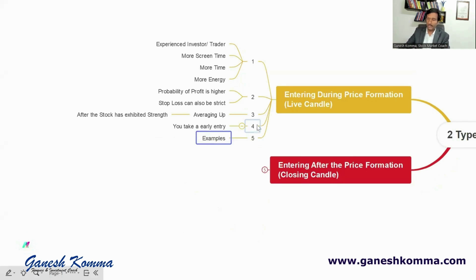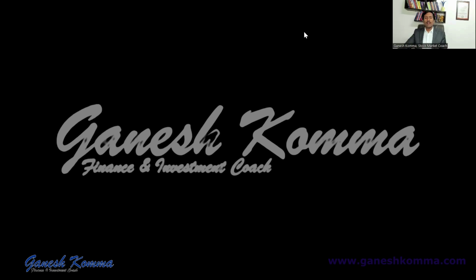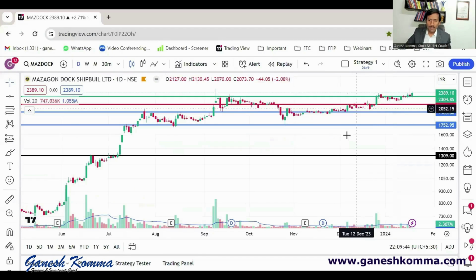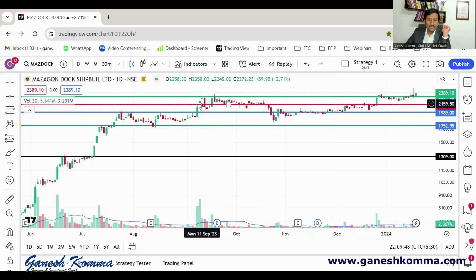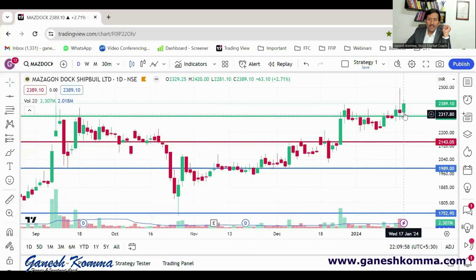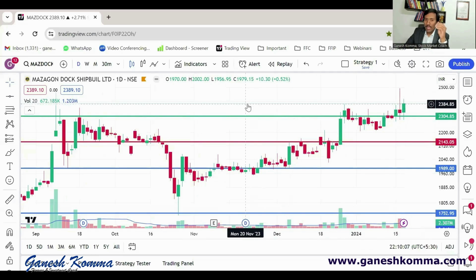Now, let me give you a few examples for it. So let's go back to the charts. Now, the same stock, Mesogon Dog. This company is consolidating, and its resistance is around 2380 levels. Today it's forming a candle, and you should be able to look at a lower time frame.